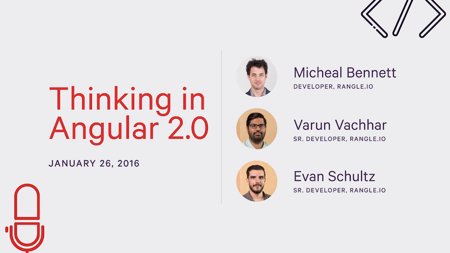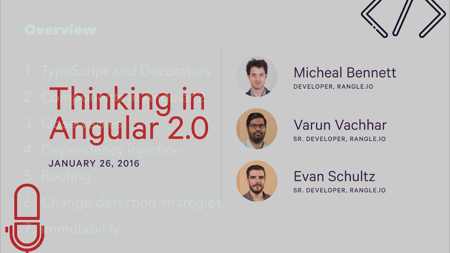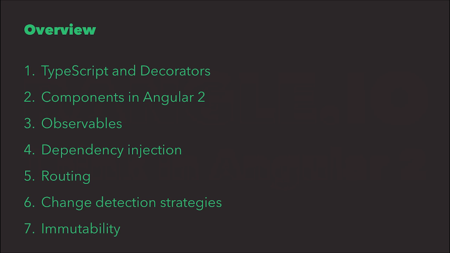I'm Michael, and I'm here with Varun and Evan, and we're going to be talking about all things Angular 2. There's a number of new features that Angular 2 brings and takes advantage of. It's taking heavy advantage of TypeScript and Decorators, uses a component model. Observables are heavily used in Angular 2. Dependency Injection, of course, is back in Angular 2. It was in Angular 1. There's a new routing model, a number of new change detection strategies, immutability, and really great form support.